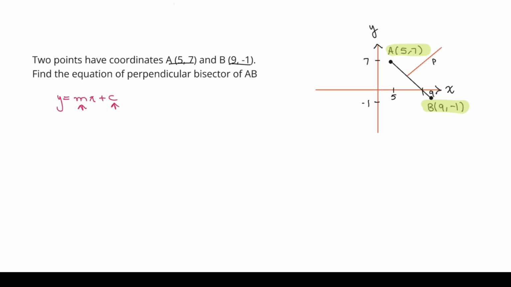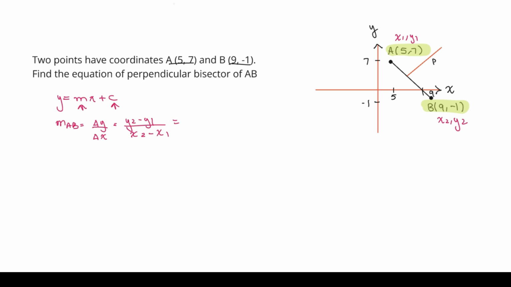So first, you need to find out the gradient of perpendicular line P. But before this, we need to find out the gradient of line segment AB and use its gradient to find the gradient of line P. So let's call the gradient of line AB as MAB. Gradient is change in y over change in x. So this becomes y2 minus y1, that is difference in y coordinates, divided by x2 minus x1. Let's call this x1 comma y1 and x2 comma y2.